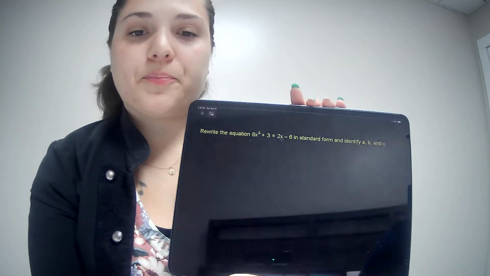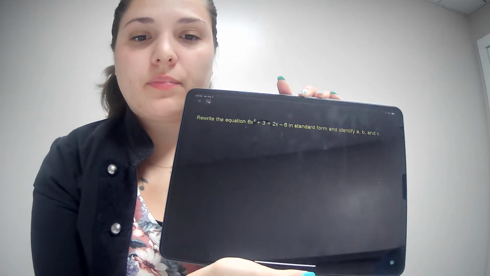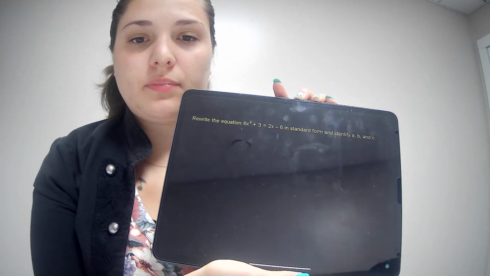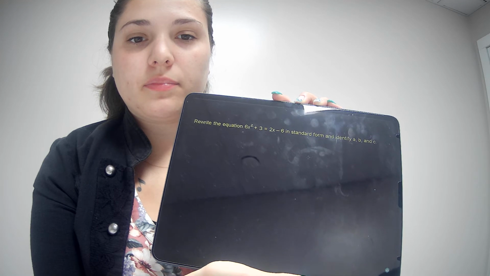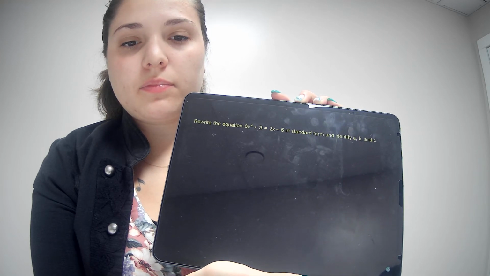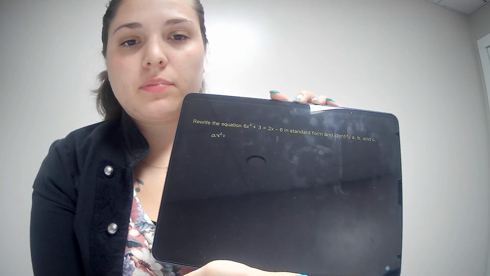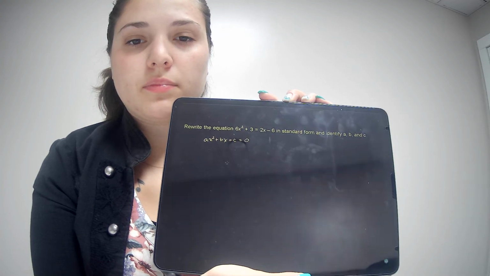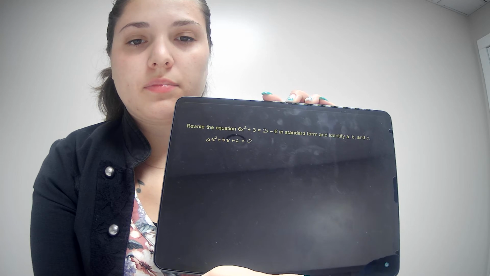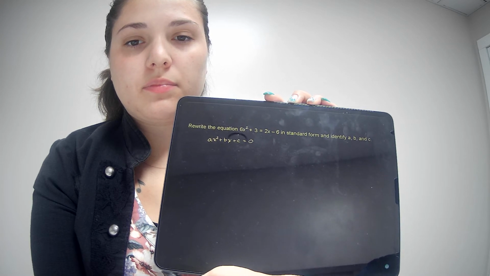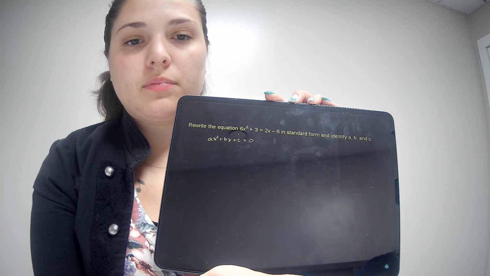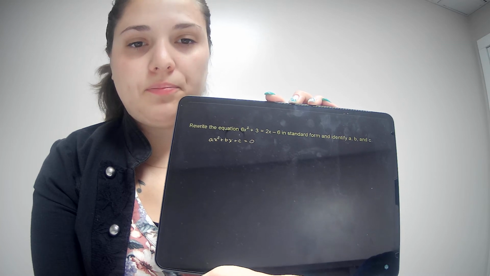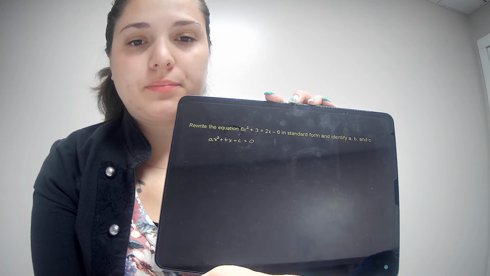Write 6x squared plus 3 is equal to 2x minus 6 in standard form and identify a, b, and c. So standard form for a quadratic equation is ax squared plus bx plus c is equal to 0. Essentially we want to get all of the terms on the left-hand side, and then write them so that the x terms have their exponents in decreasing order. So we have the x squared term, then the x term, and then the constant term.